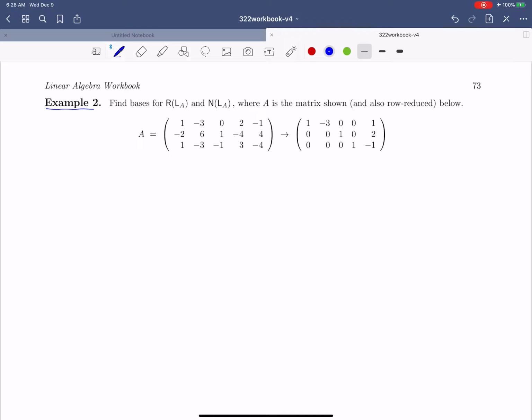If we read example 2 together, they'd like us to find bases for the range and the null space of L of A, where A is the matrix shown below. They also do some row reduction for us. Let's start with the problem of finding a basis for the range of L of A.